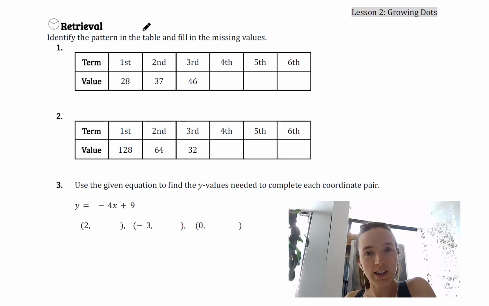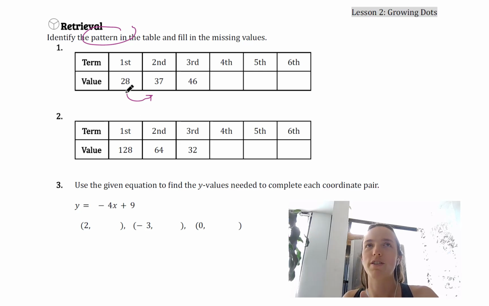All right, first thing we have to do is identify the pattern in the table and then fill in the missing values. So for 1 and 2, they gave us the first 3 numbers. We got to find the pattern. Usually the first thing I check for is if the pattern is adding or subtracting, because those are a little easier to spot. So you might be able to do this in your head.